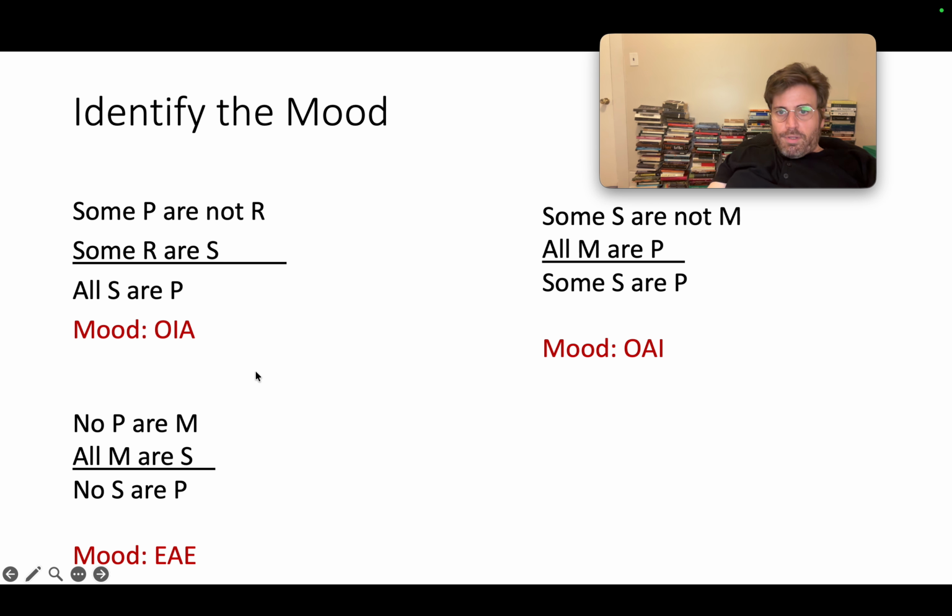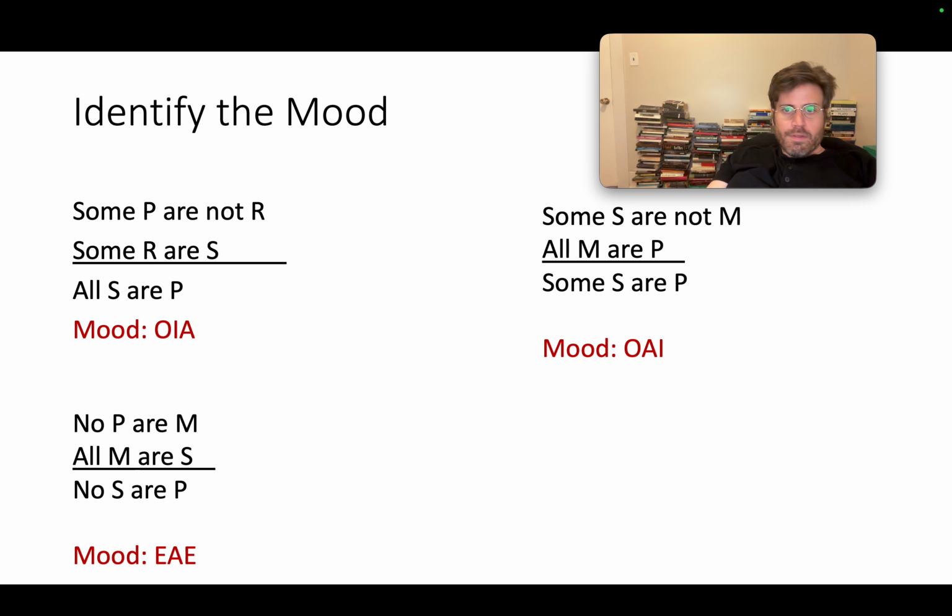The third example, the mood is OAI. The first major premise is a particular negative: some S are not M. The minor premise, all M are P, is an A proposition. That's a universal affirmative. And the conclusion is a particular affirmative, an I proposition: some S are P. OAI.